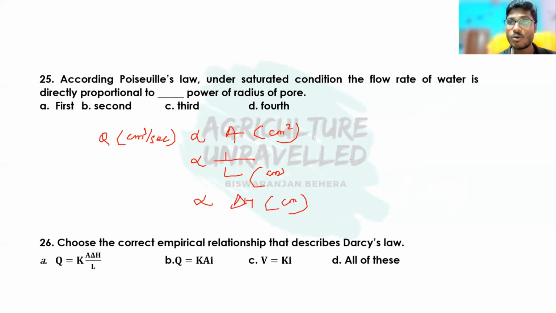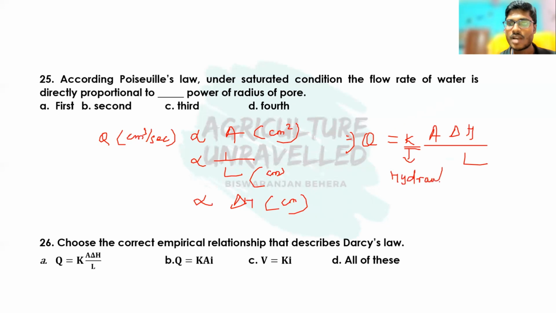Always remember, when we combine proportionality relations into an equation, one proportionality constant comes. So when we replace the proportionality sign with an equal sign, one constant of proportionality will come, and this constant is K. So we combine: A del H divided by L. I have just combined all these three principles of Darcy's law. So now Darcy's law has become Q is equal to K A del H by L, where K is the hydraulic conductivity.